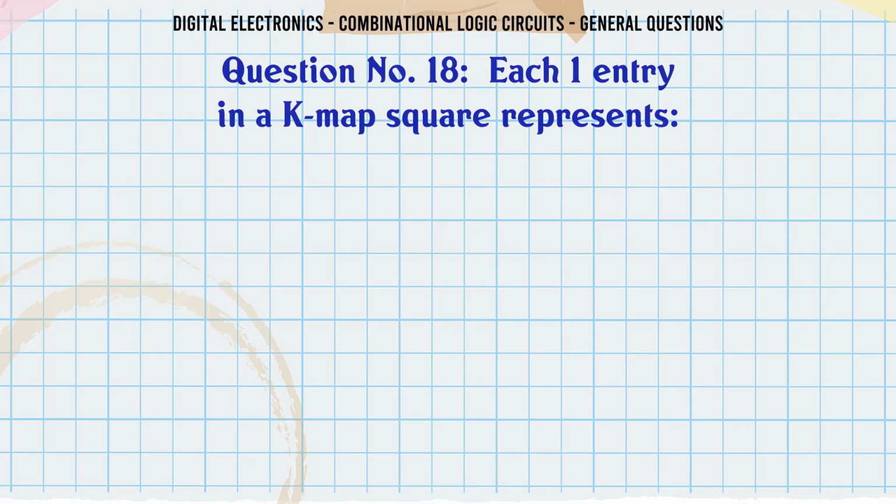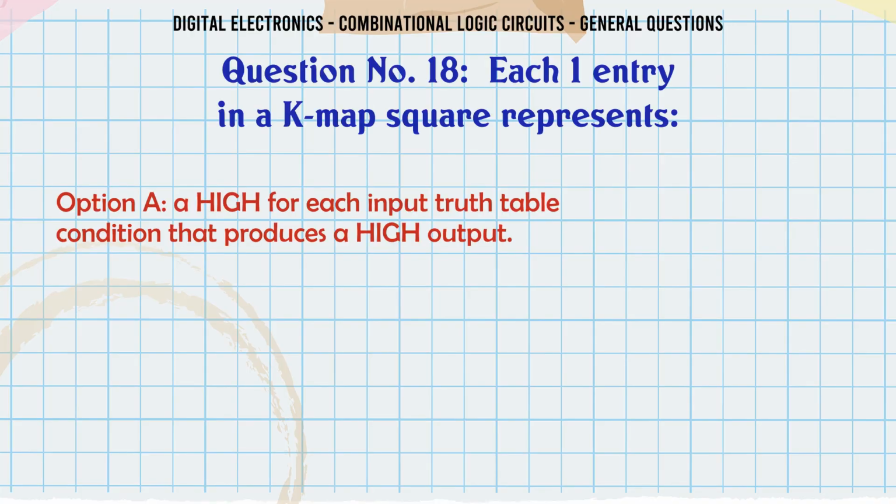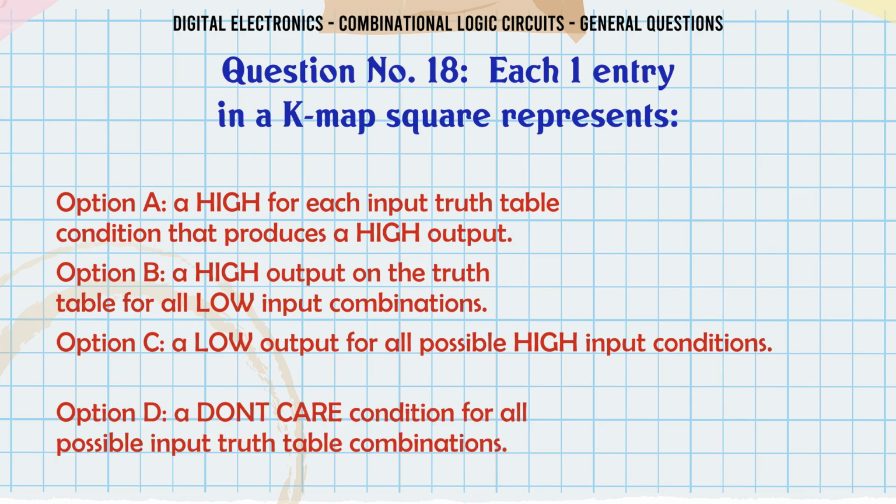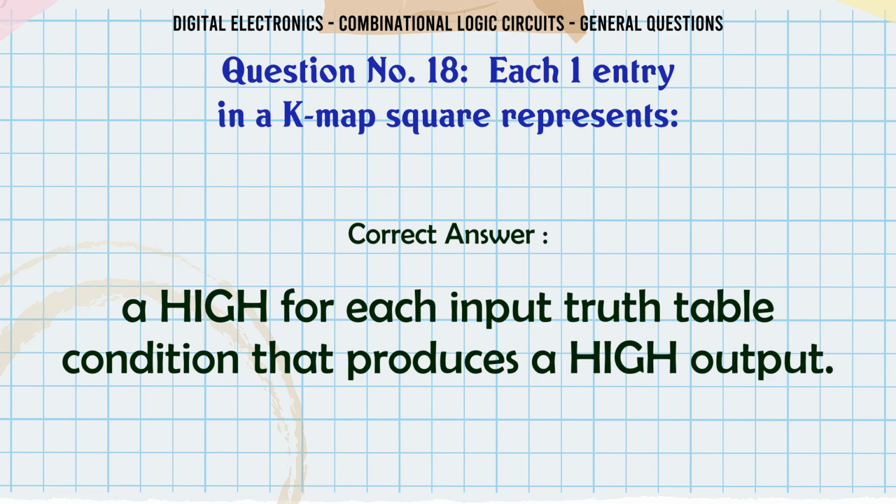Each 1 entry in a K-map square represents A. A high for each input truth table condition that produces a high output. B. A high output on the truth table for all low input combinations. C. A low output for all possible high input conditions. D. A don't care condition for all possible input truth table combinations. The correct answer is a high for each input truth table condition that produces a high output.